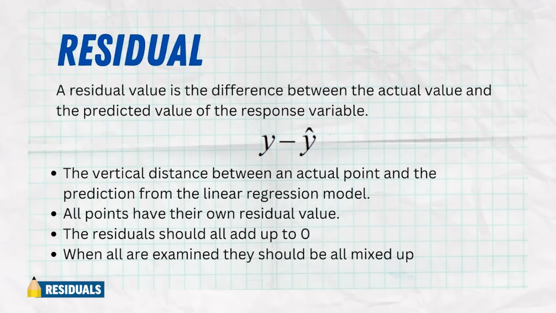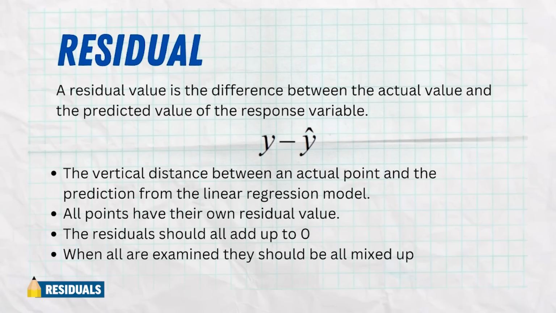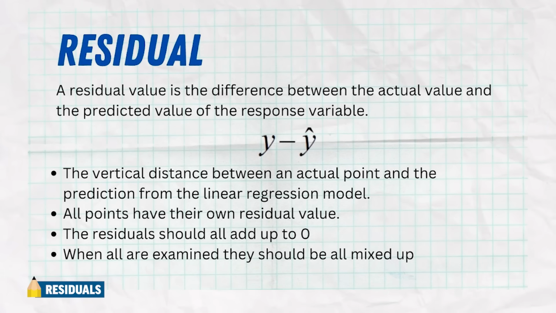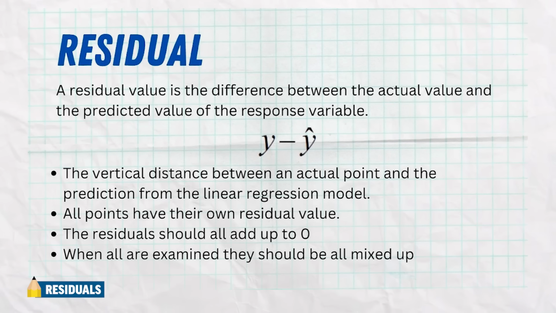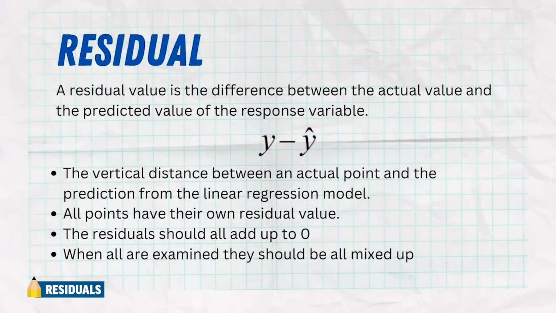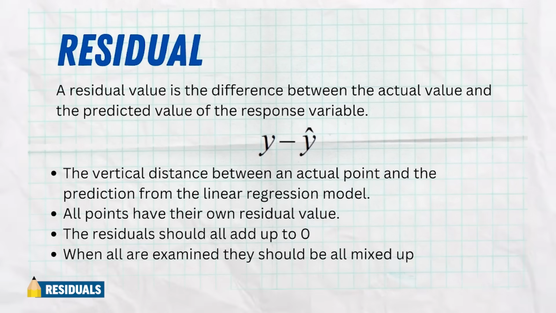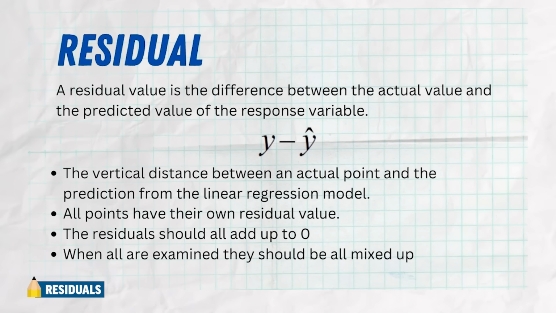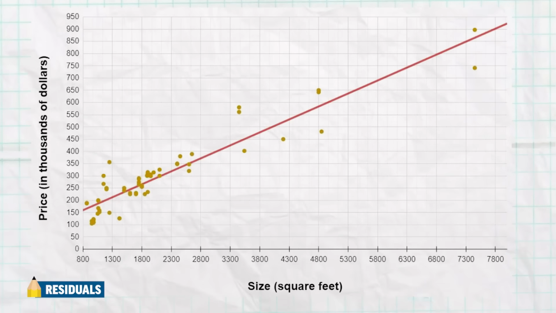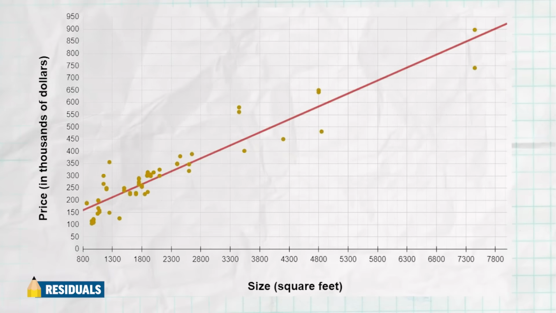Now, all points have their own residual values. Some are positive if they're above the line, some are negative if they're below the line. But if we add up all of the residuals, they should add up to 0. When all are examined, they should be mixed up. Let's take a look at an actual example to see what residuals look like in a scatter plot.